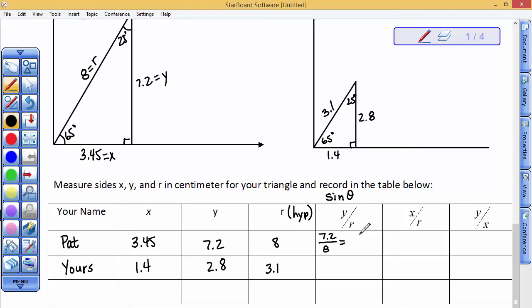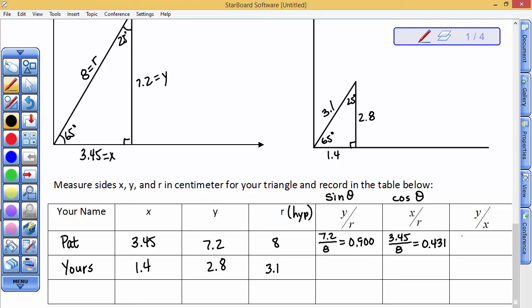And I have that number to be 0.900 when I divide that on my calculator. X divided by r is called the cosine of an angle. I'm going to spell those out in a bit. My x value was 3.45 divided by my r value of 8. And when you divide those two numbers out, you get 0.431.